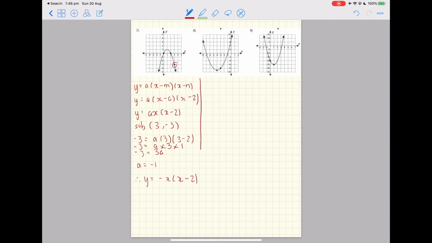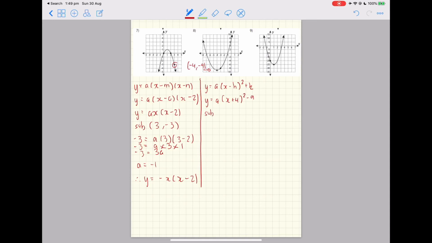Let's now answer question 8 together. So question 8, they give us the turning point, so it makes sense for us to use the turning point form. So this is the turning point general formula. We'll substitute your turning point in. Your turning point for this question, if you look carefully, is (−4, −9). So if you substitute that in, it's going to be y is equal to a(x + 4)² − 9.